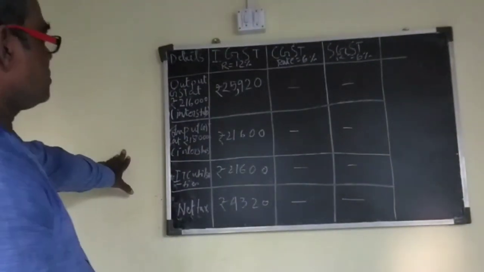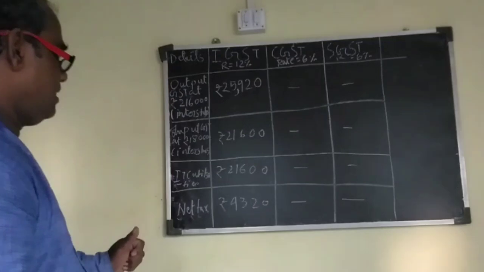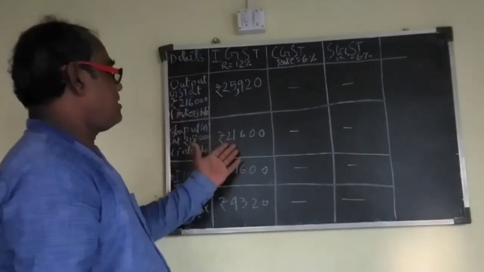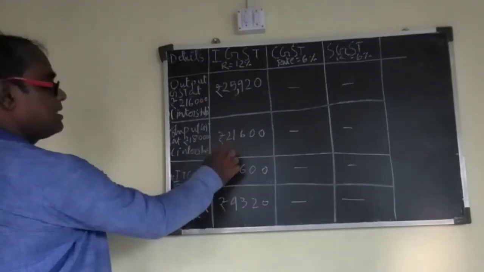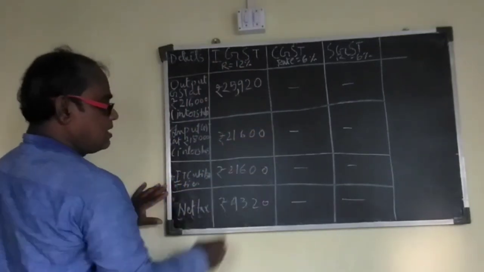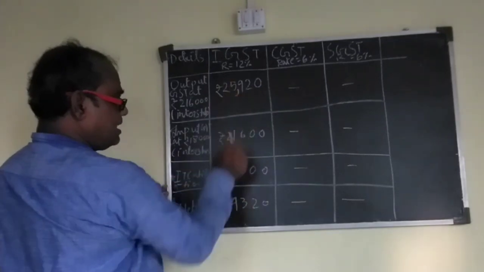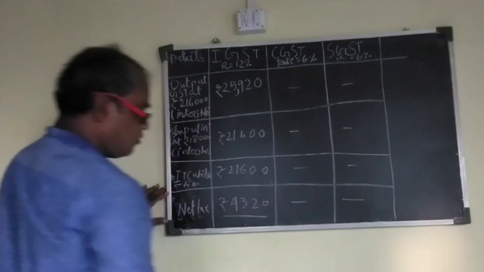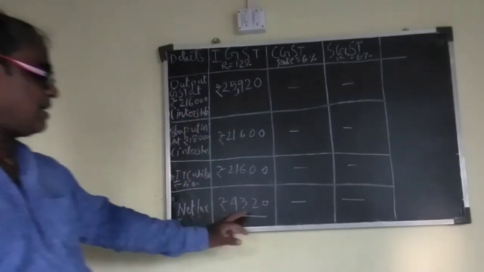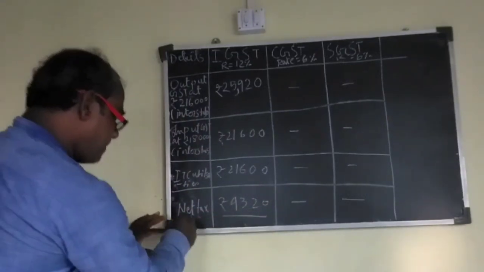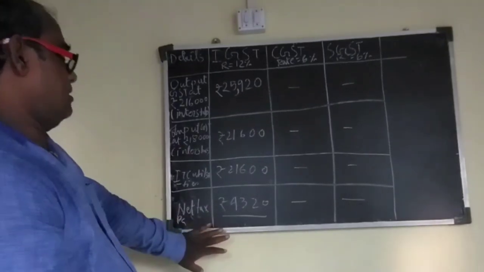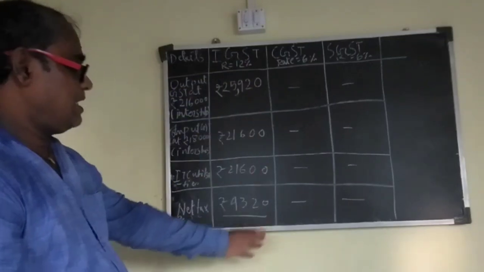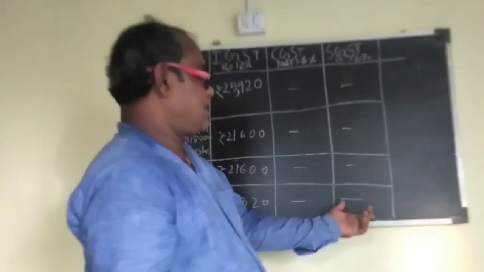So there is no CGST or SGST for the dealer. Now he'll use this money, utilization of the money he'll be using under IGST. So that is 21,600. So when he is utilizing this money, if we subtract, we get rupees 4,320. So net tax payable for the dealer will be 4,320 under IGST. He has to pay nothing for CGST and SGST.